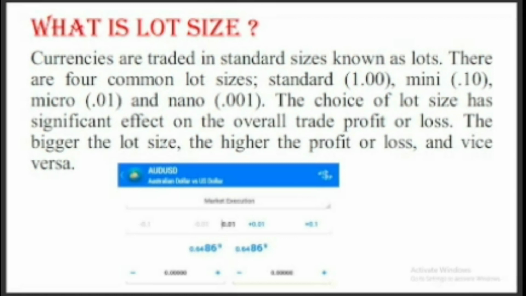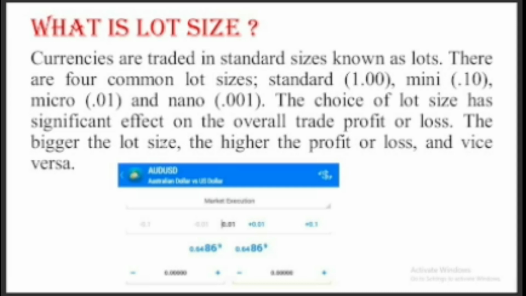In forex trading, it is not possible for us to trade any currency against each other directly, like saying we want to trade $1 for £1. It is not possible. So we trade in forex trading with lots, with what we call lot size. Currencies are traded in standard sizes known as lots.